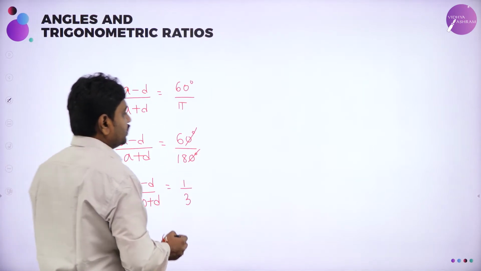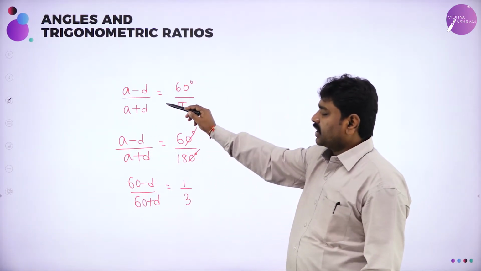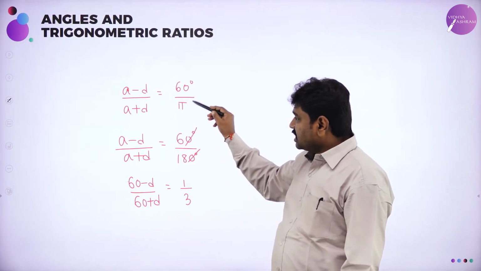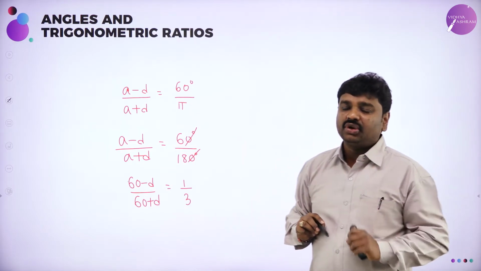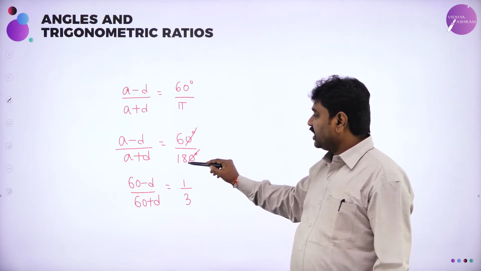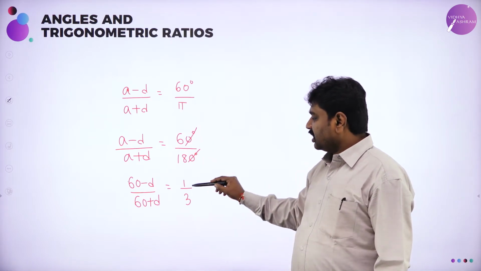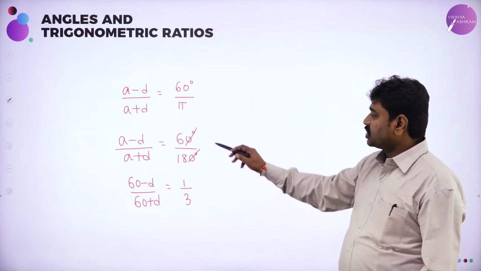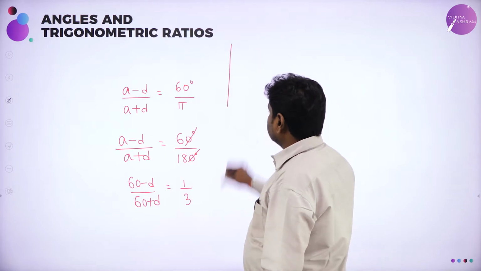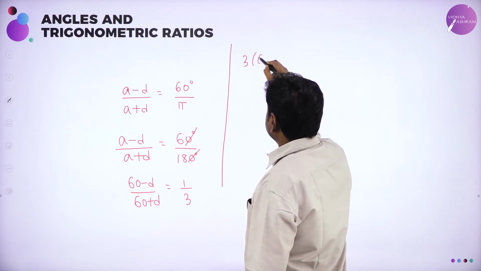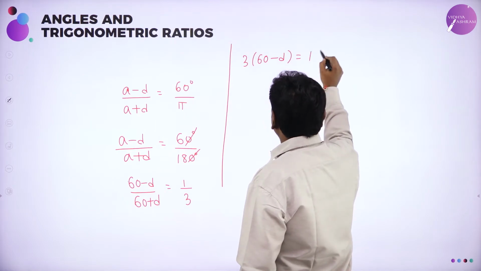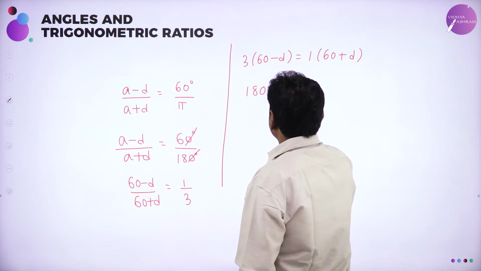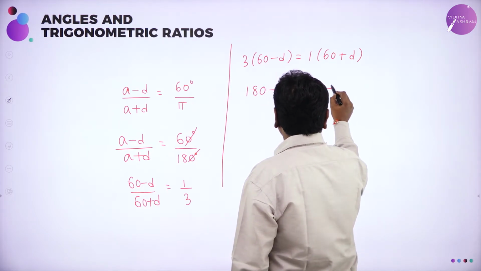So now simplify. So dear students, they gave the ratio. Ratio means what? Divided by least. Least means A minus D. Greatest is what? A plus D is 60 degrees by pi. But ratio means both should have the same unit. So that's why instead of pi, I am taking 180 degrees. After you simplify, 6 by 18 is 1 by 3. And A value we got in the last case. What is A? We got 60. I am substituting in it. Now rearrange. So cross multiply. You'll get 3 into 60 minus D is equal to 1 into 60 plus D. Further you simplify, 3 into 60 is 180 minus 3D is equal to 60 plus D.